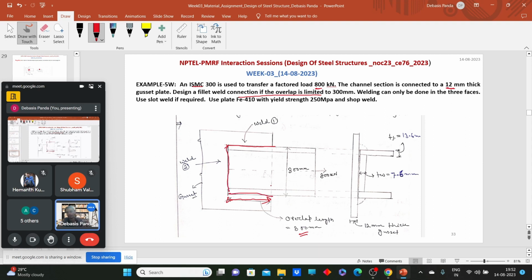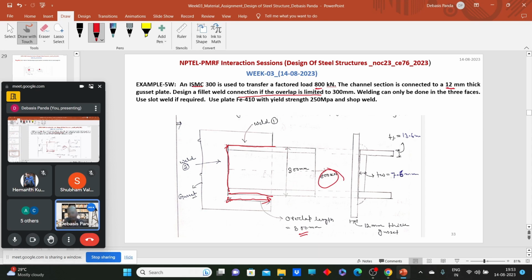So here what we have as a constant? The length requirement, right? So what will we do? First we will check, is this length enough to transfer this 800 kilonewton of load? If yes, then we don't need to provide the slot. If no, then we need to make a slot and provide the slot welding.